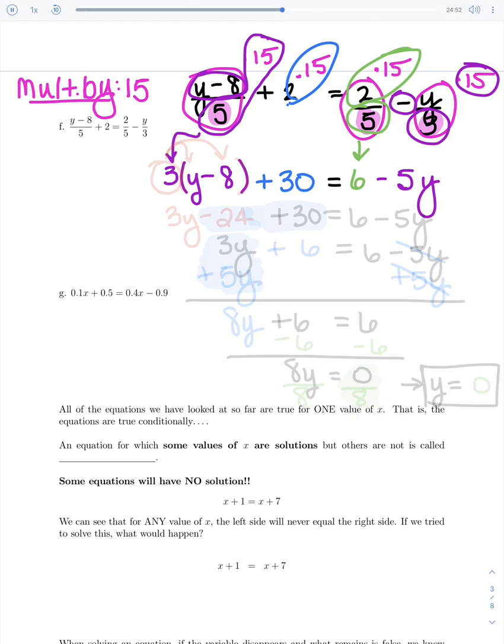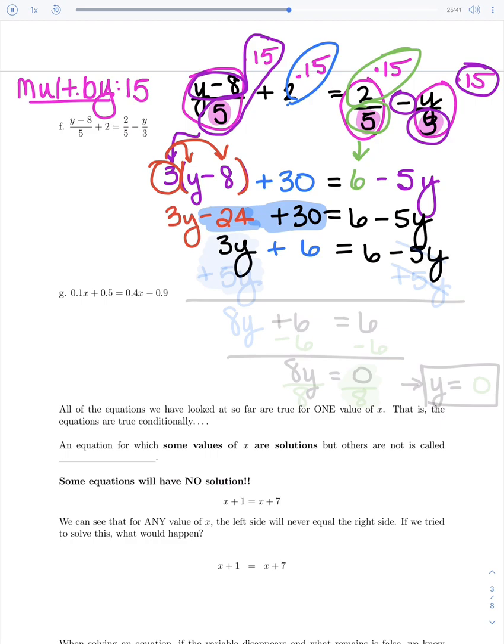Let's zoom out and see what we're looking at. What should pop out at you as something you need to do first? That should be those parentheses, which means I need to multiply out that 3. I need to distribute. If I distribute out that 3, that will get me 3y minus 24. Let's just leave it there for now. Now what would we do next? Well, I've got a negative 24 and a positive 30 on the same side of the equation. Those are like terms. They can go ahead and get added together. A negative 24 and a positive 30 will give me a positive 6.